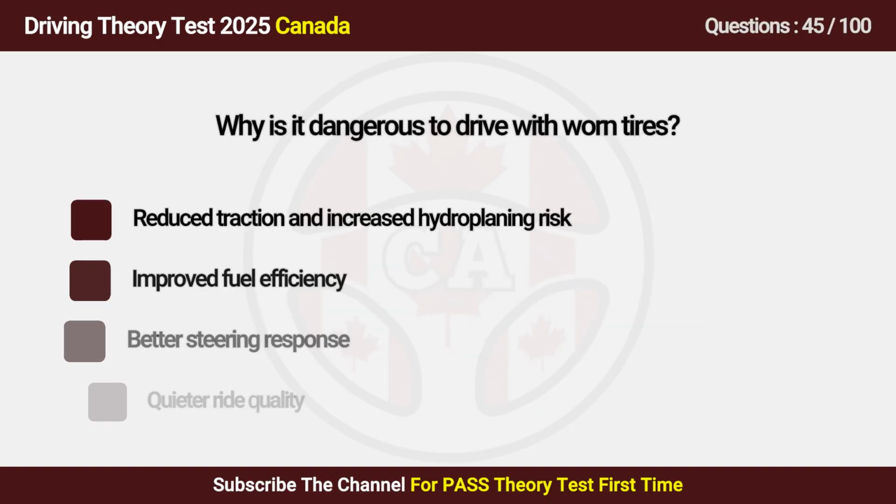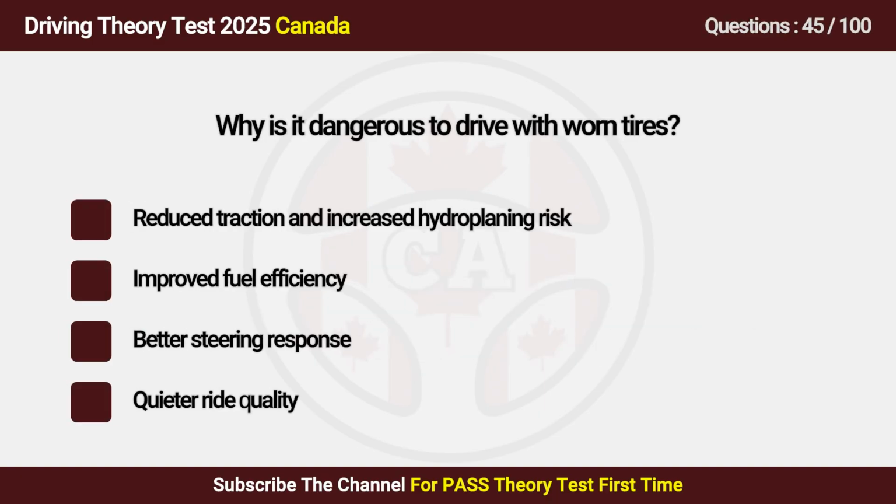Question 45. Why is it dangerous to drive with worn tires? A. Reduced traction and increased hydroplaning risk. B. Improved fuel efficiency. C. Better steering response. D. Quieter ride quality.